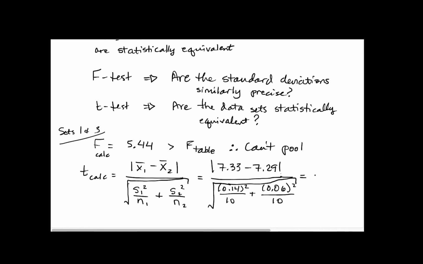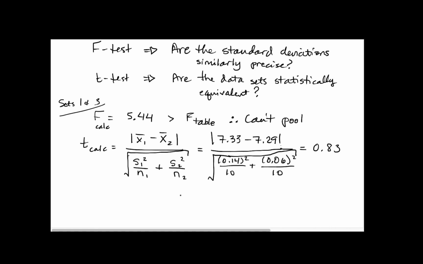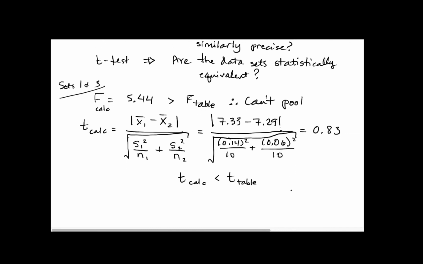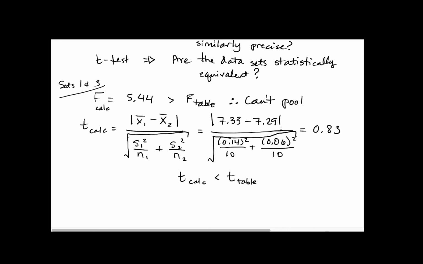And hopefully you should get 0.83. So just as we had before, our t calculated was still less than the tabulated value. Now there is a fancy way of calculating degrees of freedom for this unpooled data set. I'm not going to go through it here because you need it very rarely. You can go ahead and still use 18 degrees of freedom for most of your situations.